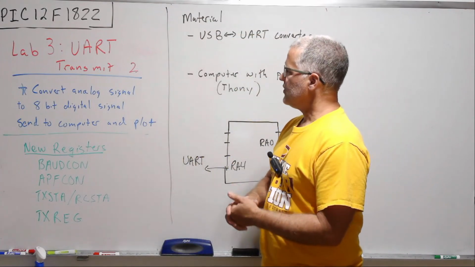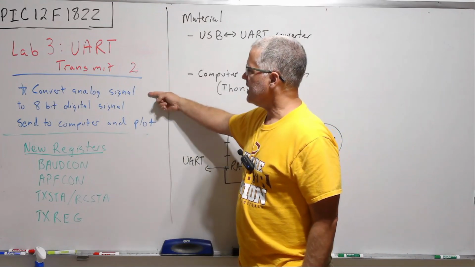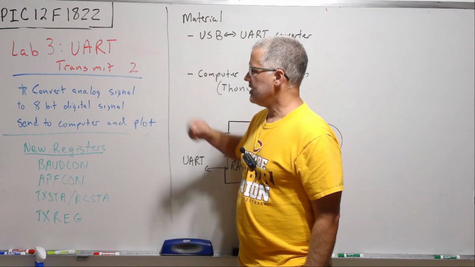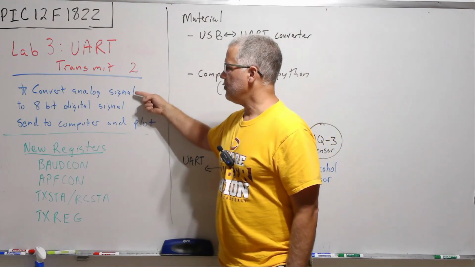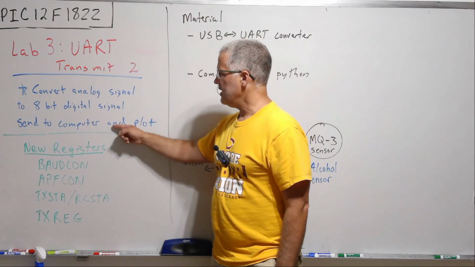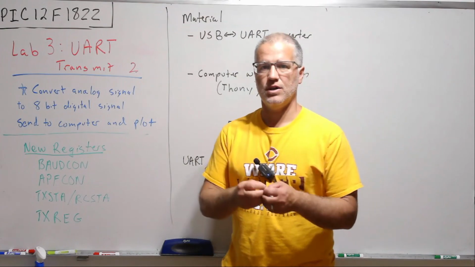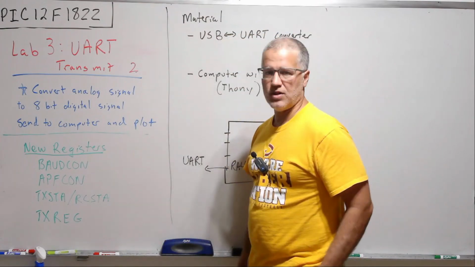What we're going to do is continuously take in an analog signal, and then periodically, based on a delay setting we put, we will convert that analog signal to an 8-bit digital signal that will be sent to the computer. And then we'll plot that.